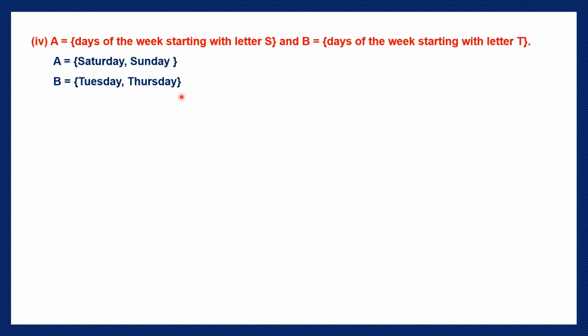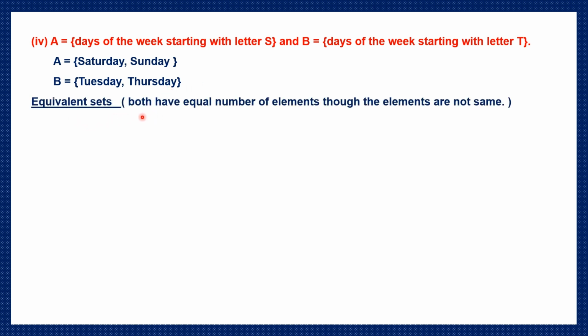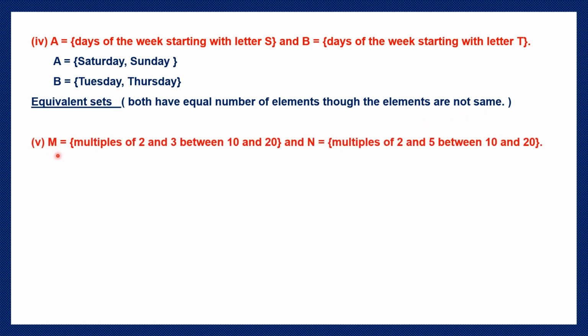But look at the cardinal number. There are two elements here and there are two elements here. That means they are equivalent sets. So equivalent sets because both have equal number of elements, though the elements are not the same. Question 5. M is multiples of 2 and 3 between 10 and 20.